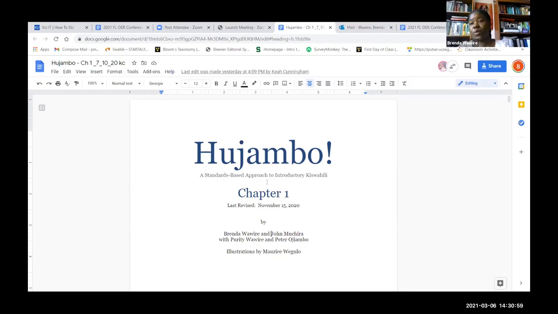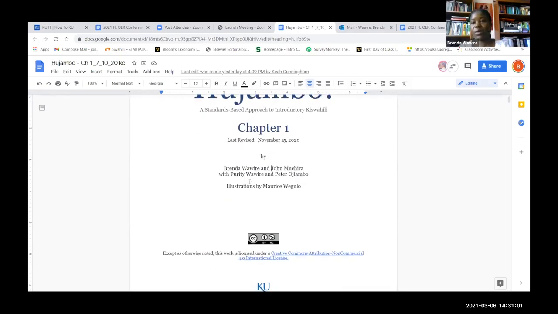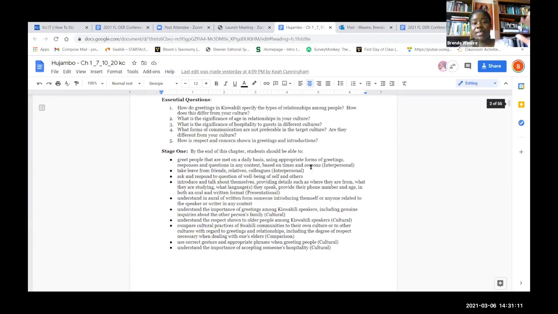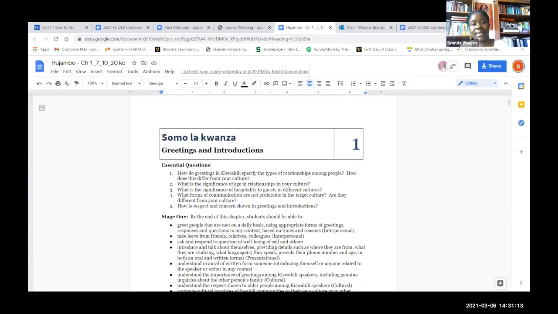But beginning of fall, we are hoping to have a whole curriculum that can be used for a full semester. So I'm going to just take you through the structure of our project. And like you can see, chapter one. We are outlining it based on the backward curriculum design.